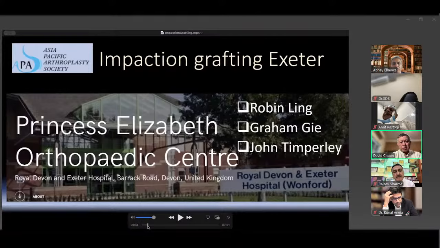Well, actually, it's just to say that I was introduced to this by the Exeter group, and Robin Ling and Graham Gay and John Timberlake came around in the 90s and taught us how to do this.